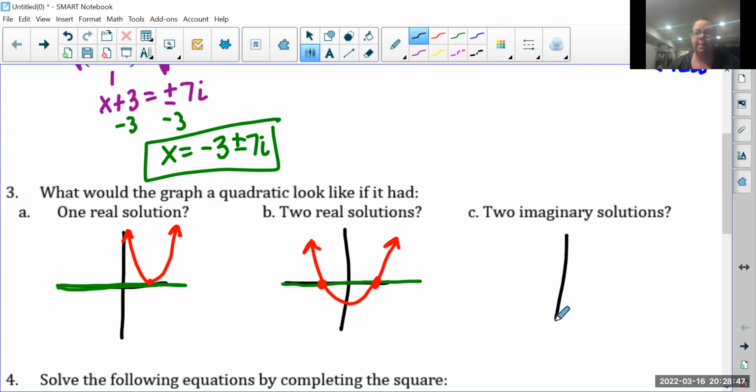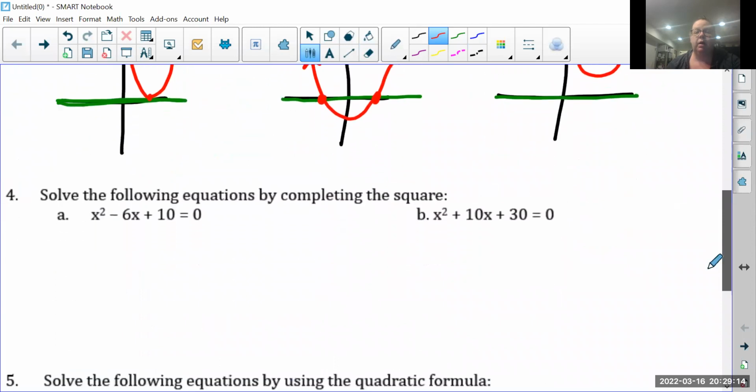And then if it's two imaginary solutions, we're again thinking about the x-axis, and it wouldn't cross the x-axis. So the parabola needs to be completely, entirely either above or below the x-axis, never crossing it. All right, so these would be our three different ways: one real, two real, and two imaginary. And again, that goes along with problem number 1 that we just did.